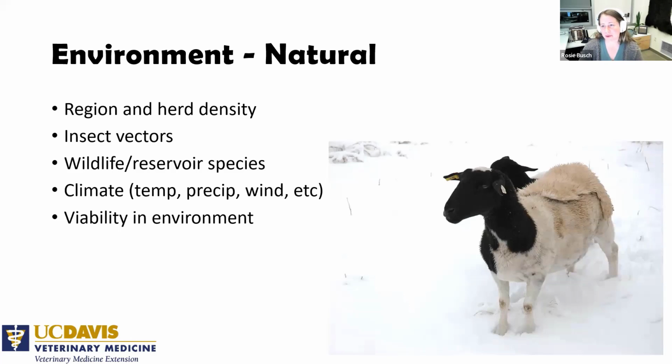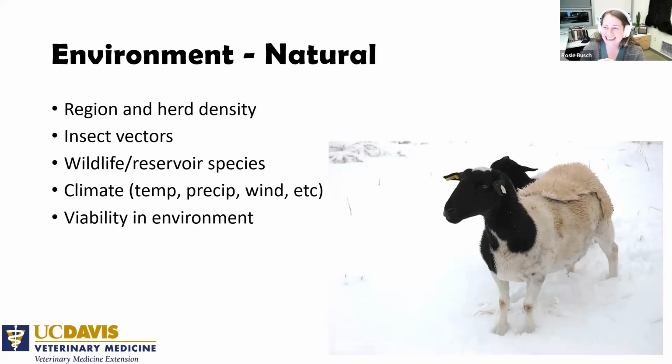Insect vectors may be a bit different. An example of that would be ticks. And then wildlife reservoir species. Another example of that would be on the West Coast, we don't really have the white-tailed deer, and they carry the meningeal worm, which is a big problem on the East Coast with small ruminants. And so we're very fortunate on the West Coast that that is not an issue because we don't have that reservoir species here.